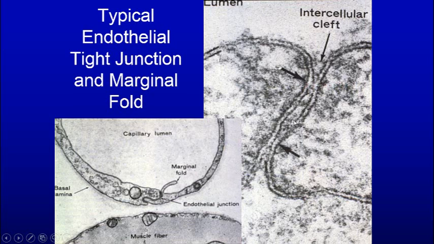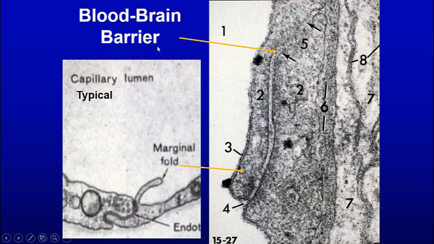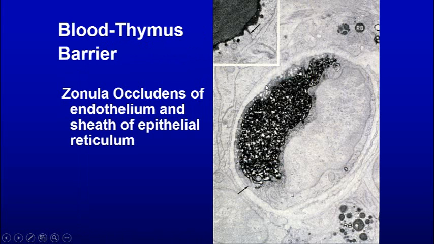But in the case, and here you can see where the typical junction, this is typical. But in the blood-brain barrier, that marginal fold is glued down. And so the tight junction there, so this is glued to that. And so the tight junction is thicker in the blood-brain barrier than it is elsewhere.